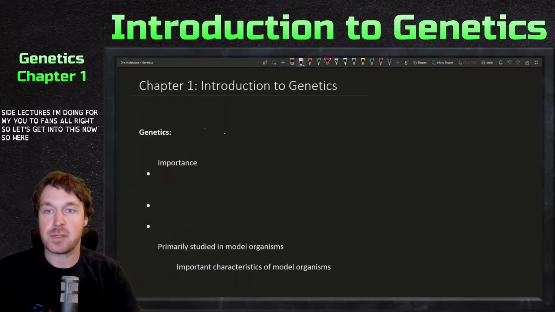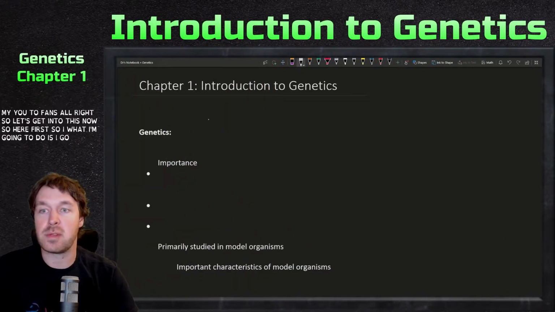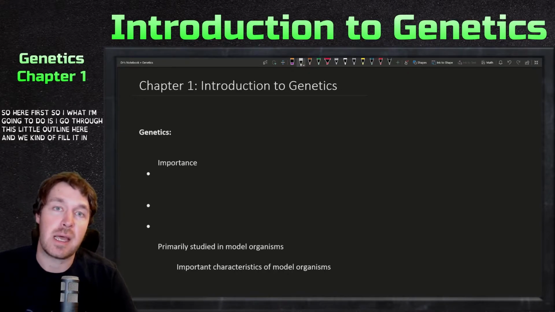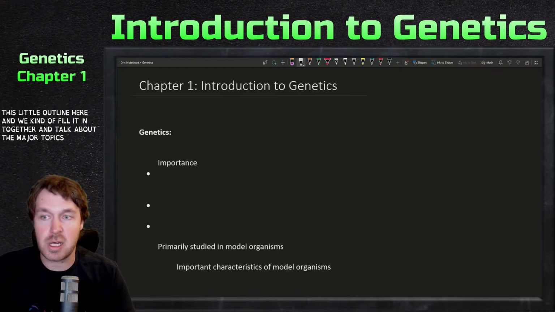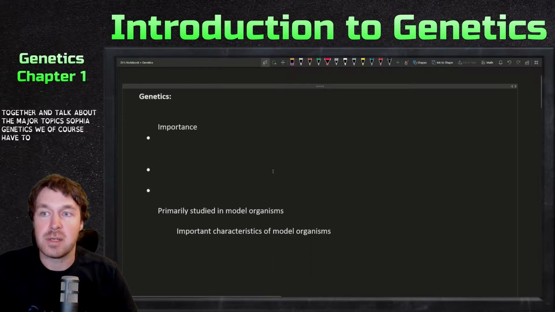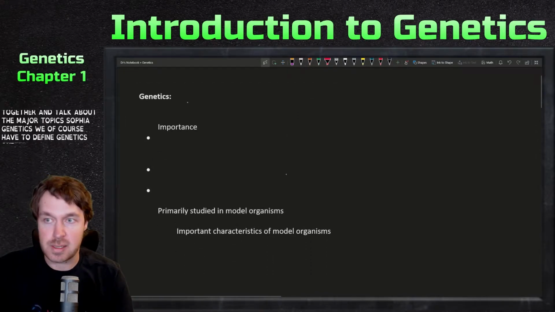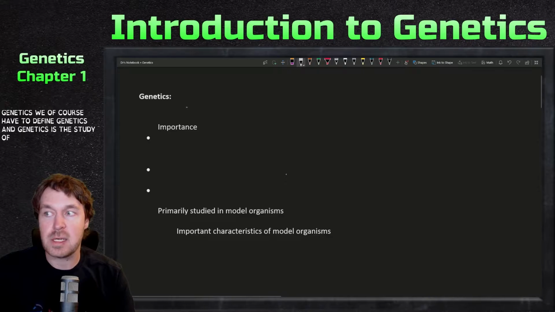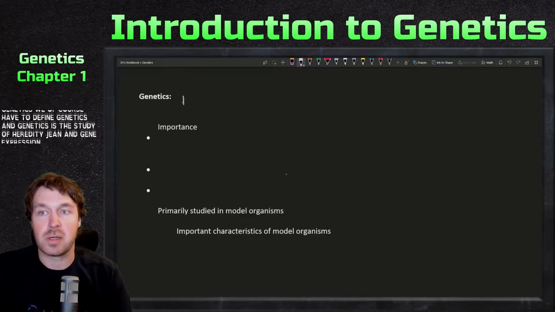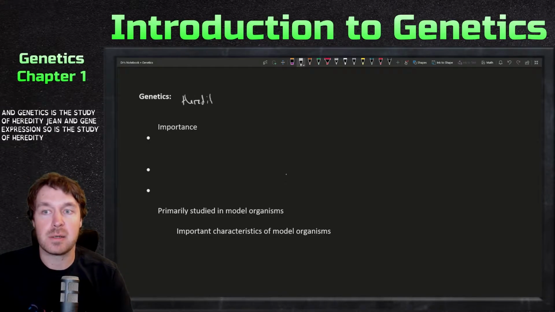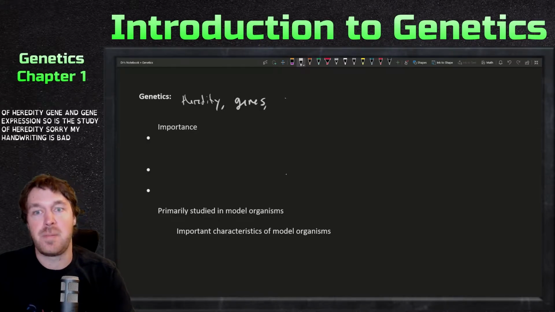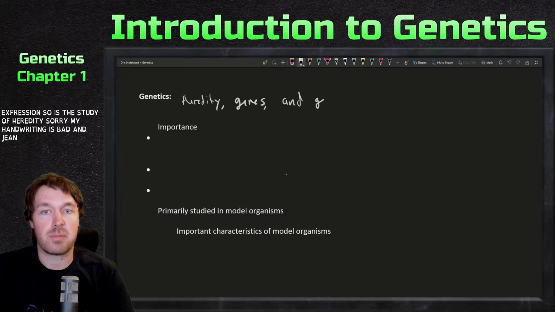First, I'm going to go through this little outline, and we'll fill it in together and talk about the major topics. For genetics, we of course have to define genetics. Genetics is the study of heredity, genes, and gene expression. Sorry, my handwriting is bad.